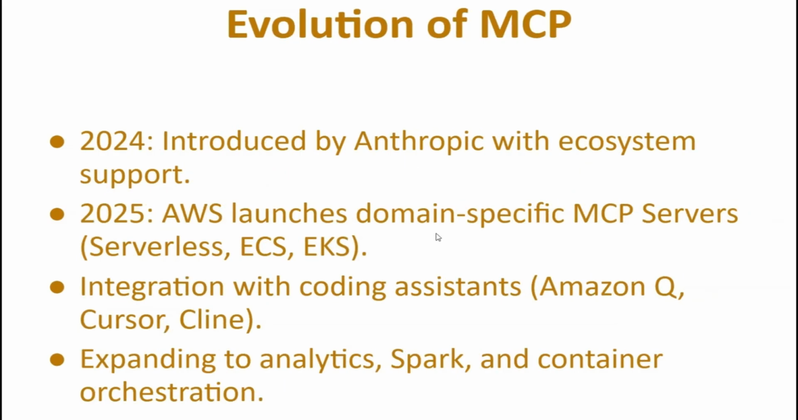Evolution of MCP. Since MCP's introduction in 2024, it has evolved very quickly, and the cloud providers, Google, AWS, and Azure, have released multiple domain-specific MCP servers, not just for one service, but pretty much for all of the services that they have. And AI tools like Amazon Q, Cursor, Cline, Claude AI have now built-in support to talk to these MCP servers. The goal is clear: to make AI a first-class assistant across the entire cloud development lifecycle.